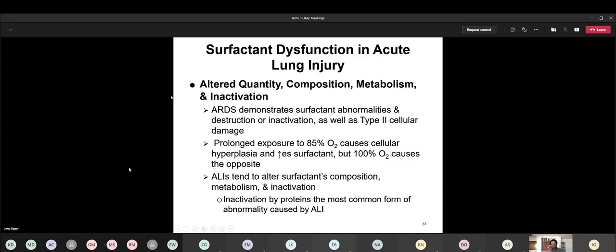Now, this section talks about the different things that can happen when there's an acute lung injury, as far as how it's going to affect your surfactant, either the surfactant production or the ability for it to work like it's supposed to. This part of the chapter has a lot of this study, that study, and this is what we found here and there.